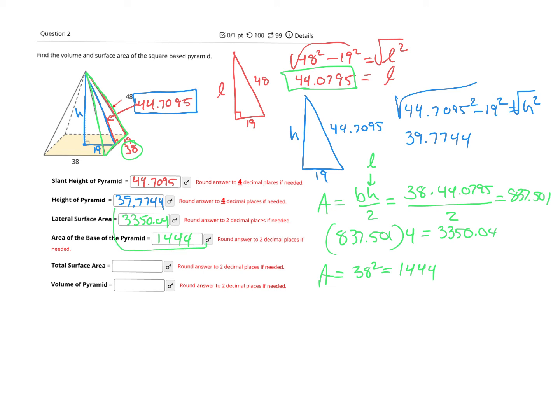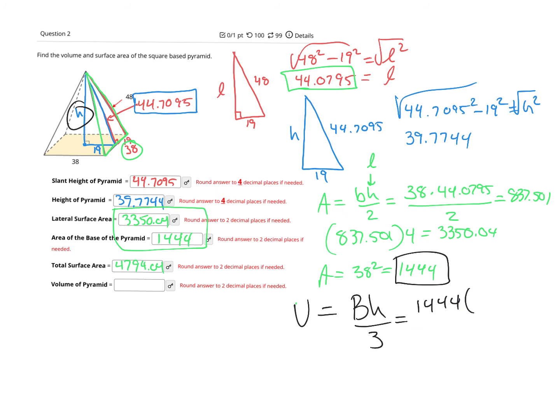Now to find the total surface area, I'm just going to add those two together, and that's going to give me 4,794.04. And then the volume. Remember the volume of a pyramid? Volume is just equal to the area of the base times the height divided by 3. We know the area of the base, because we just found that right here, so 1,444 times the height. The height is the h that we found, that's this number here, 39.7744, and then divide that by 3. And when you do that, you're going to end up with 19,144.74 as your answer.